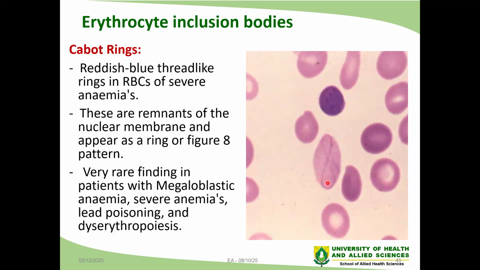Usually you find it in conditions which are quite bad in terms of the degree. Most of the time, in severe anemias, you might come across them. These are actually remnants of the nuclear membrane, and so it appears as a ring or a figure of 8.